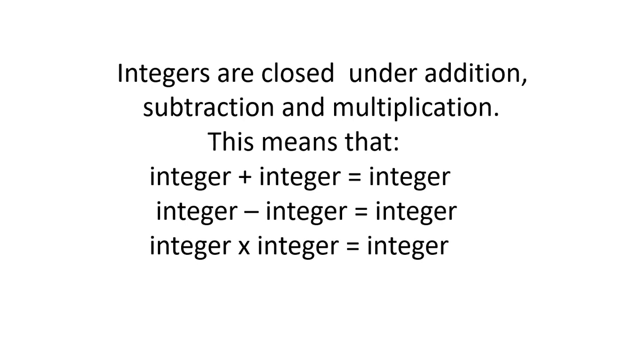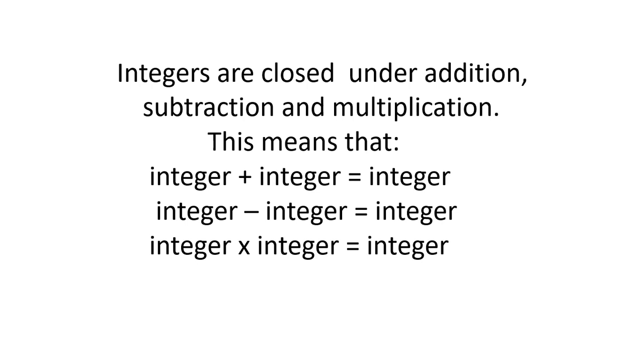This means that integer plus integer is equal to integer. The operation of addition on two integers will definitely give an integer. Integer minus integer is equal to integer. That is, the operation of subtraction between two integers will yield an integer. And integer into integer is equal to integer. That is, the product of two integers is always an integer.